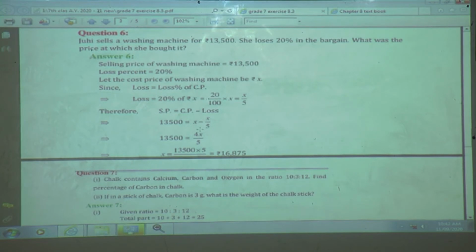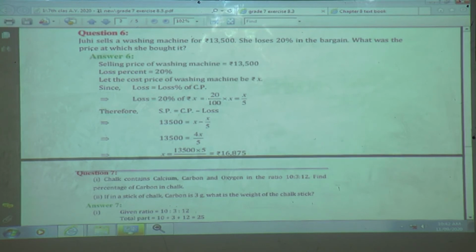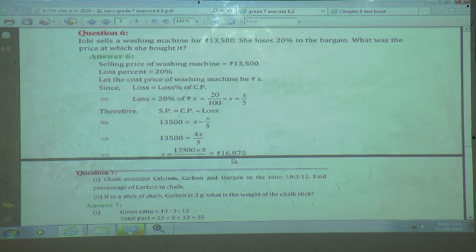So 13,500 is, by finding this LCM, we have to first do this fraction subtraction, and then we have to find out what will be 4x upon 5. So we have to find out the value of x. Now if this equation is given to you, it is very easy to find out the value of x. So 4x is equal to 13,500 multiplied by 5 upon 4. So after reduction we get rupees 16,875.